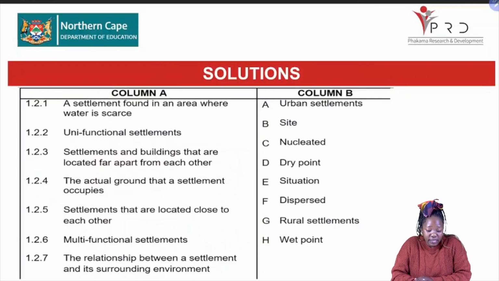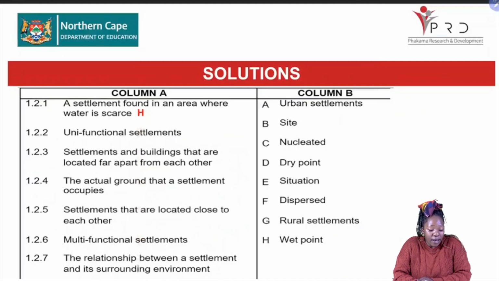Right, my learners, I hope we are all done. So let us look at our first question, which was 1.2.1. A settlement found in an area where water is scarce. So we are looking at that settlement and there is a shortage of water. So remember, we said the option there is H, your wet point settlement. Remember, it's vice versa with the dry point as well as the wet point. So I'm going to explain once more once we reach that question for the dry point.